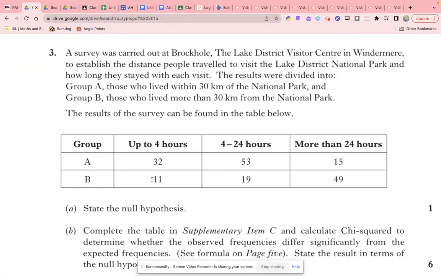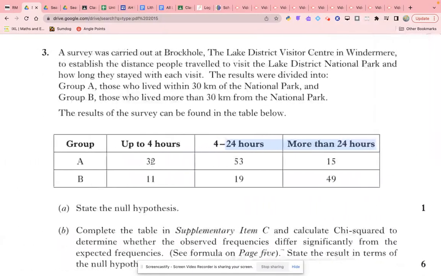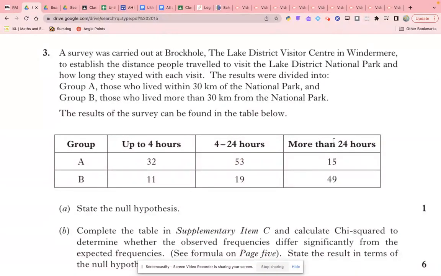Furthermore, the data has then been divided into people that responded that they were going to stay up to 4 hours in the national park before leaving. The second group were between 4 hours and 24 hours or 1 day. And the third group were those staying longer than 24 hours or more than 1 day.